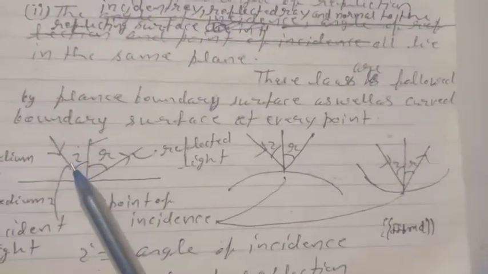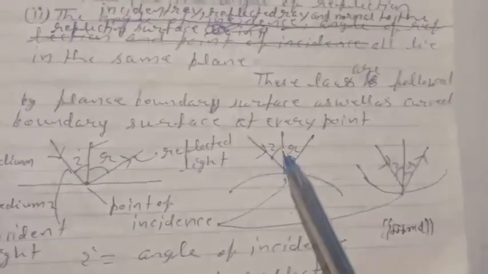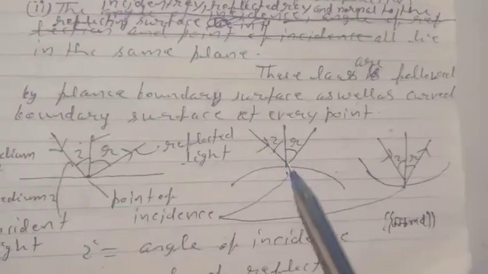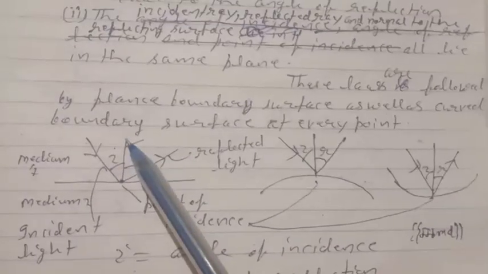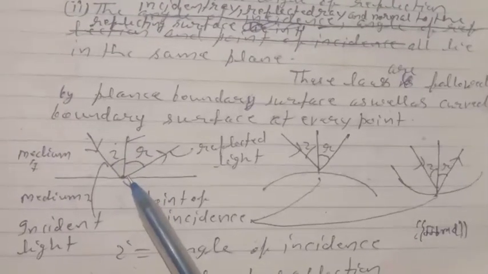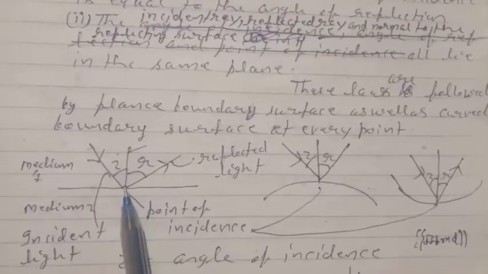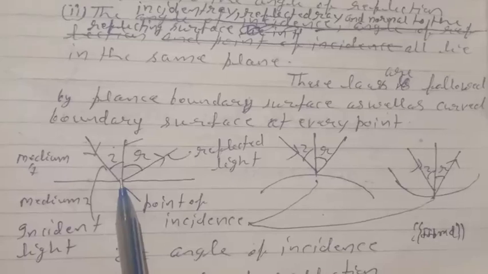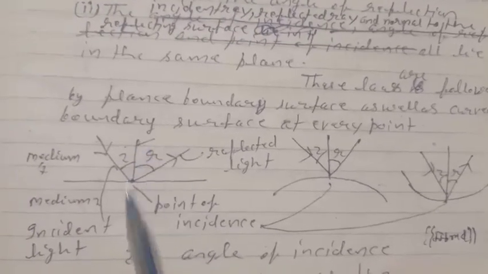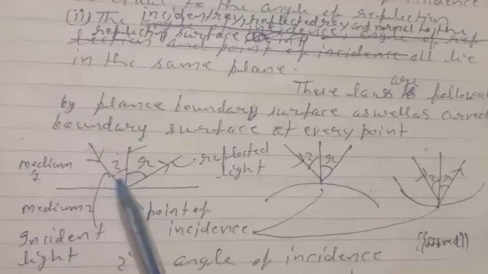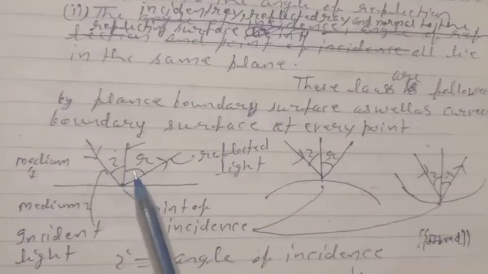This is the incident ray, and this is the reflected ray. Here it is the incident ray, and this is the reflected ray. Incident ray and reflected ray. And this is the normal. If we draw a perpendicular at the point of incidence, then that line will be called the normal. This is the normal, and this angle is called the angle of incidence, and this angle is called the angle of reflection.